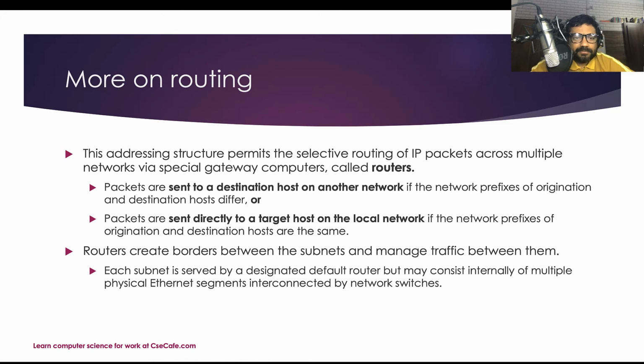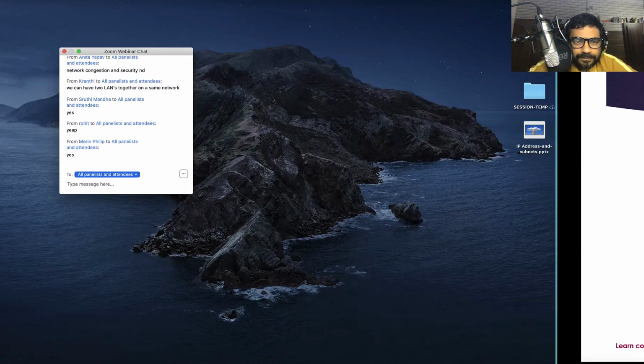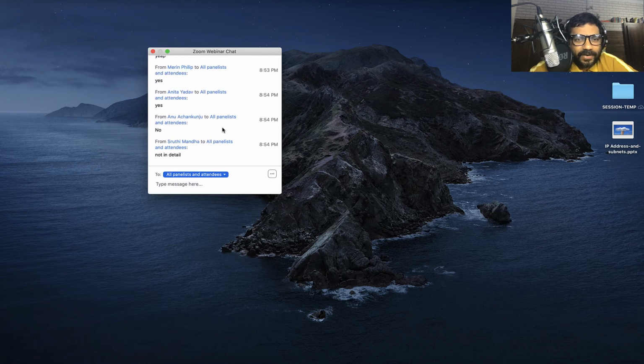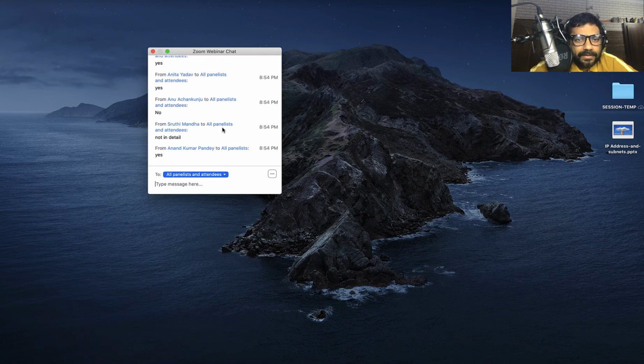There are many terms here that you may not understand, so I am not stressing on them. Routers, switches, and hubs. Let me ask this question: do you know the difference between router, hub, switches, and all those things? Because if all of you know, then I don't have to plan a session on that. Okay, not in detail. Yeah, some people know.